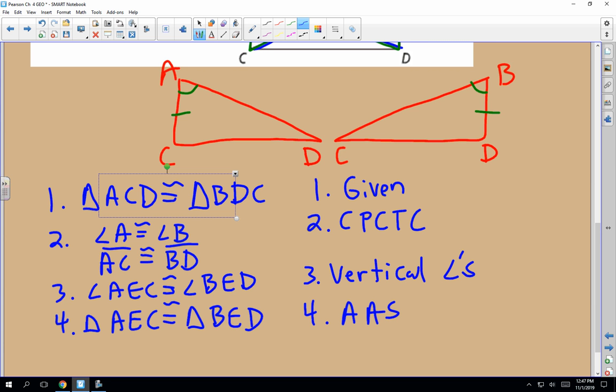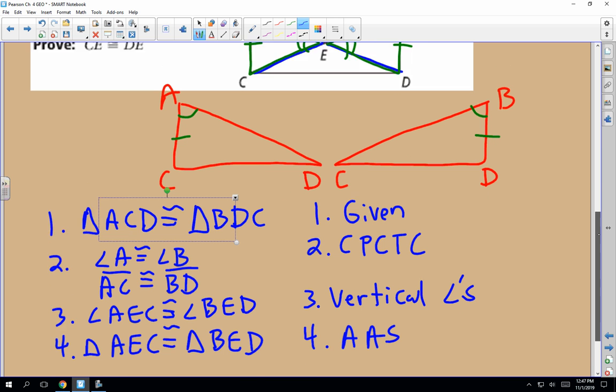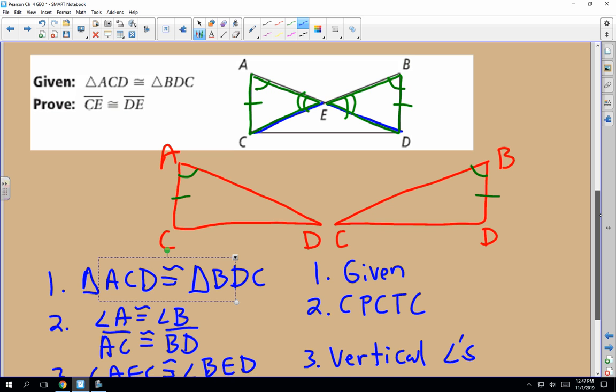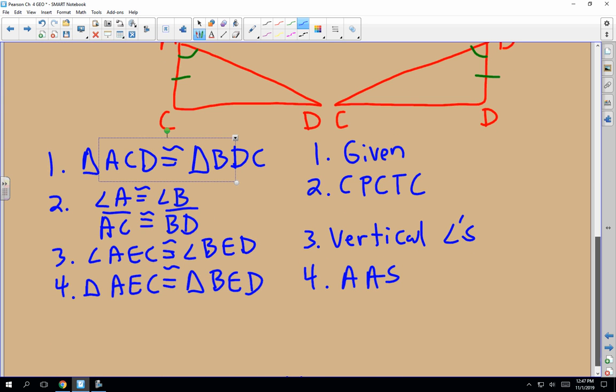And then, man, you just did like 9 of these proofs. We went through the same process. What do you think the last reason is going to be? CPCTC. I mean, if you look at what we are trying to prove, parts are congruent, right? So CE is congruent to DE by CPCTC.